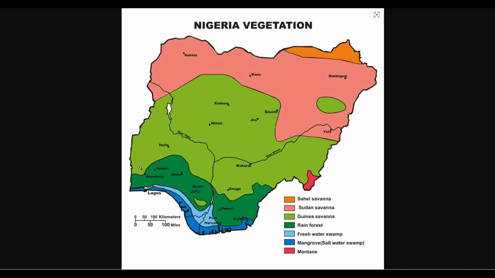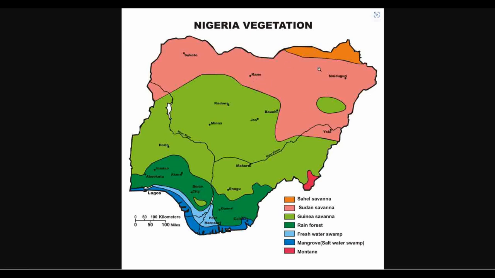If you look at the Guinea savanna closer to the rainforest, the plants are taller. They still look very fresh, like they are in the rainforest. But as you continue to move further up to the Sudan savanna, which is this, and then as you move to the Sahel savanna, it's a different arrangement.